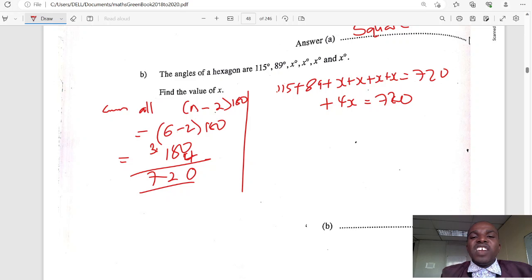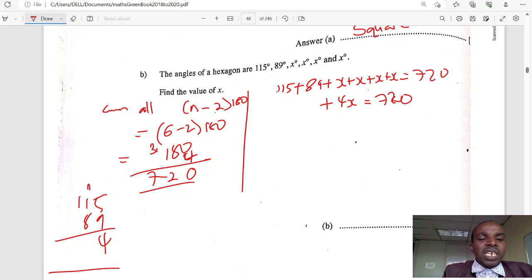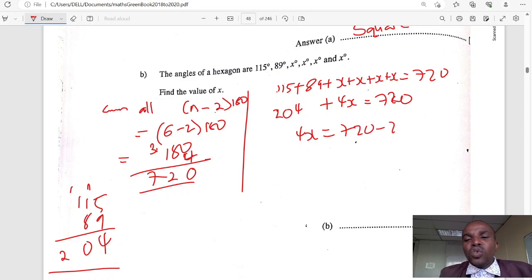Then 115 plus 89. 9 plus 5 is 14, 4 carry 1. 1 plus 1 plus 1 is 3, 0 carry 1... is 204. Then it will be 4x is equal to 720 minus 204.